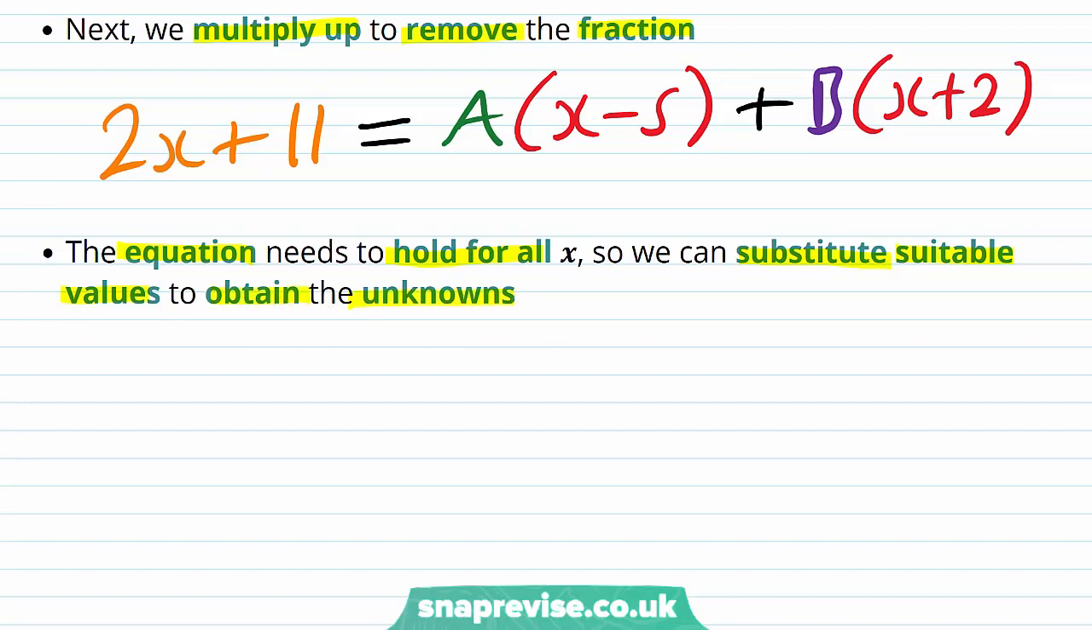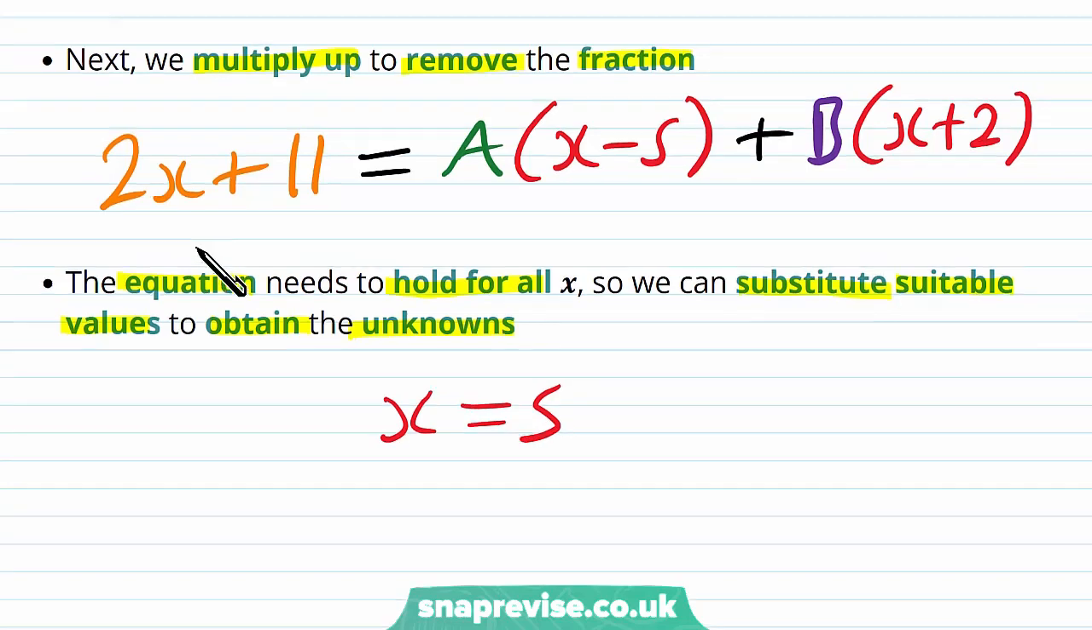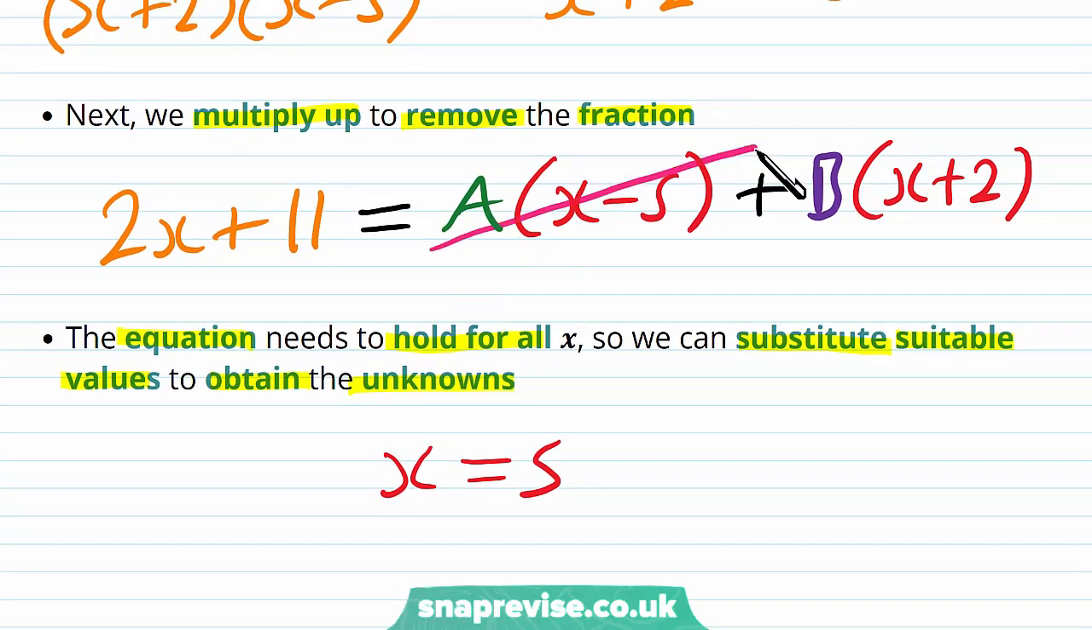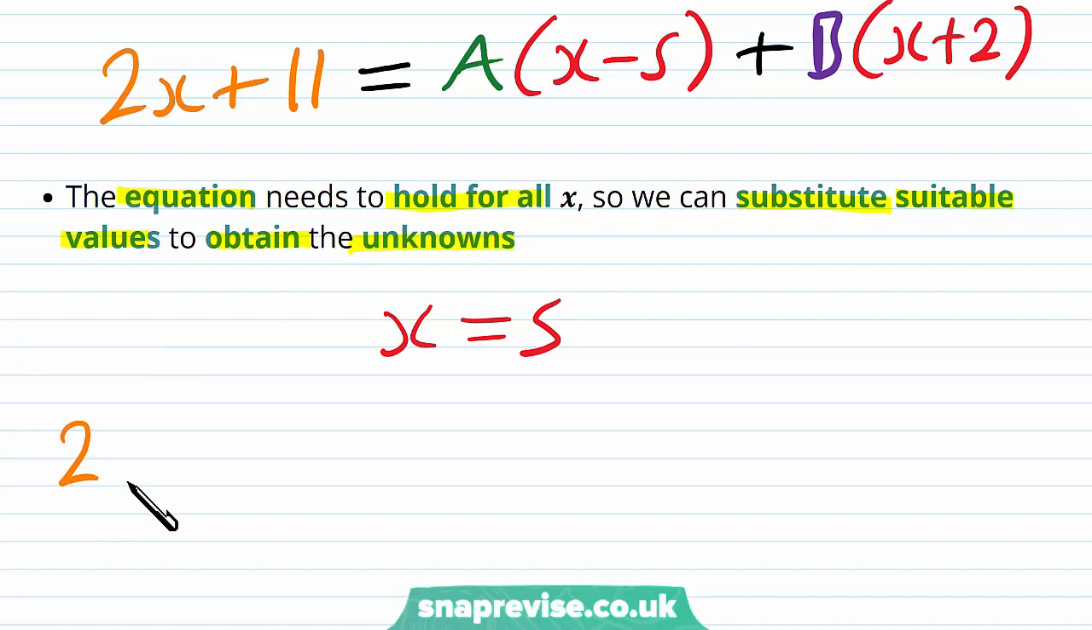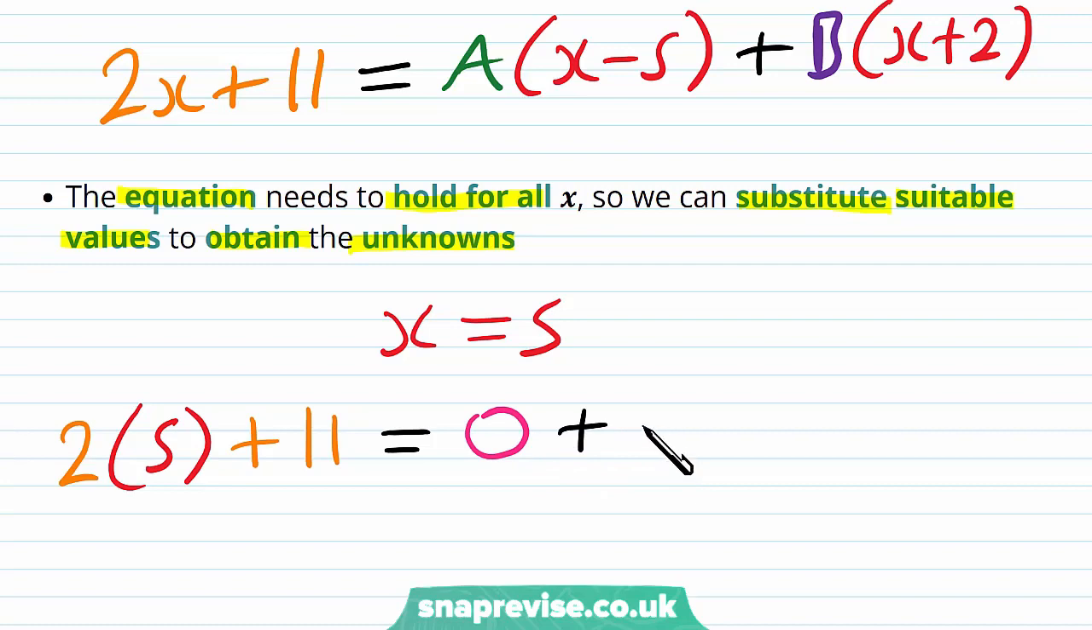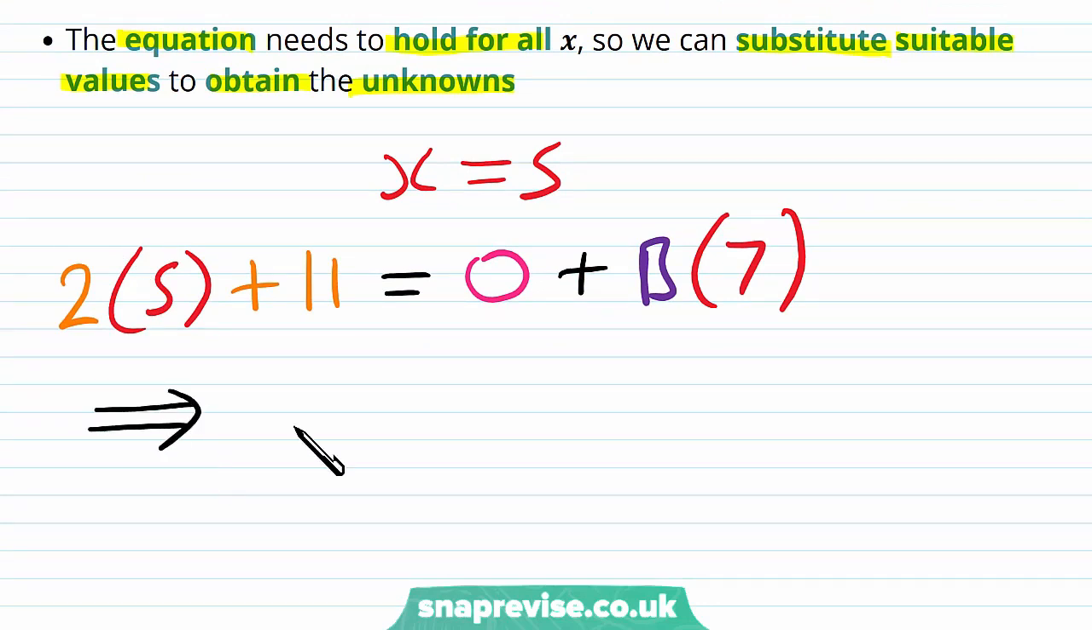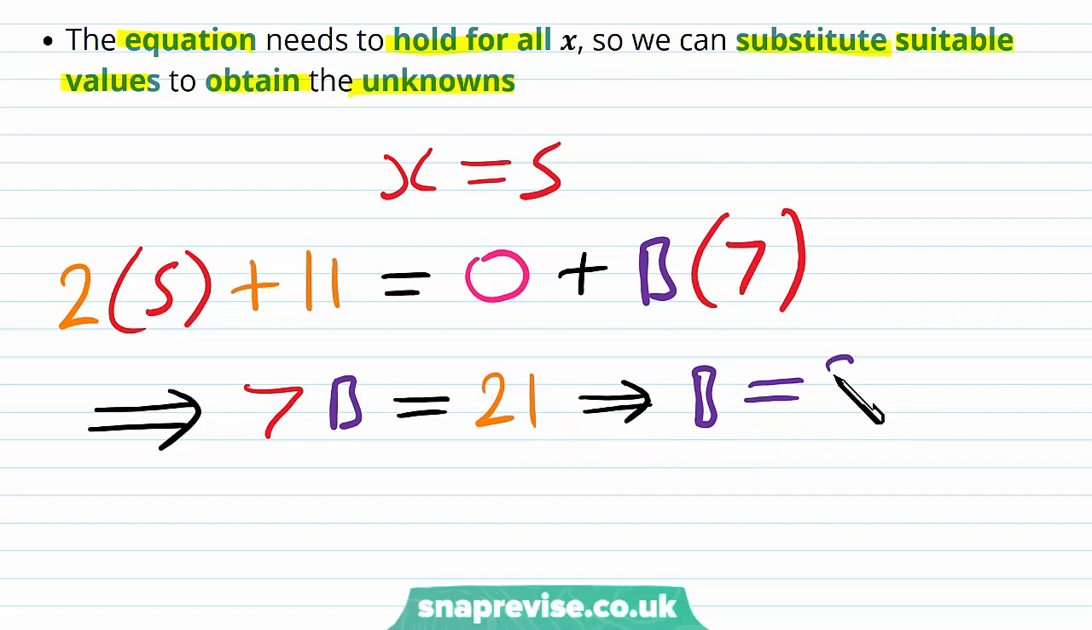We choose the suitable values as follows. If we choose to substitute in x equals 5, then what will happen in the above is that it will cancel out this entire term here, and we will get an equation purely involving b. Therefore we have 2 lots of 5 plus 11, and this equals 0, that's the cancelled out term, plus b lots of x plus 2. Well, that is precisely 7b. The left hand side is 21, and when we divide we get b equals 3.